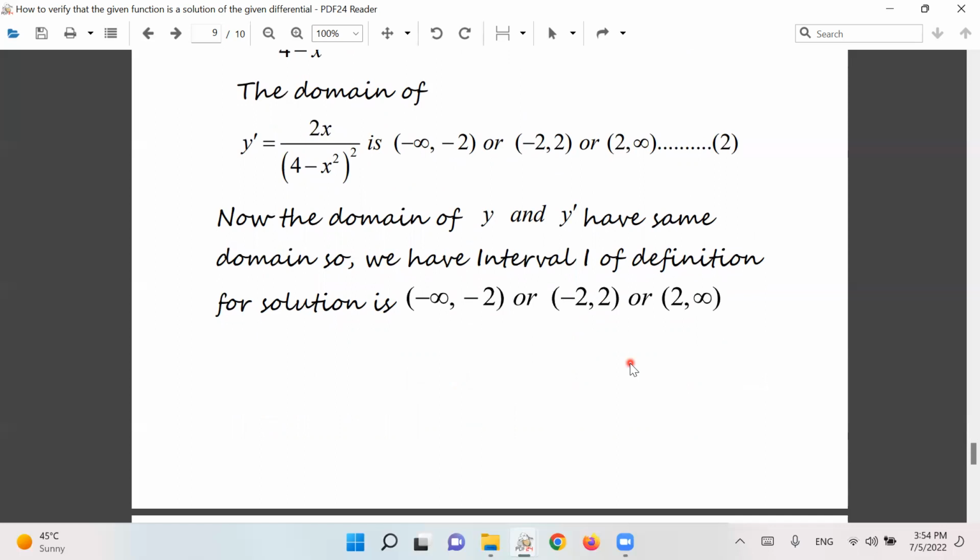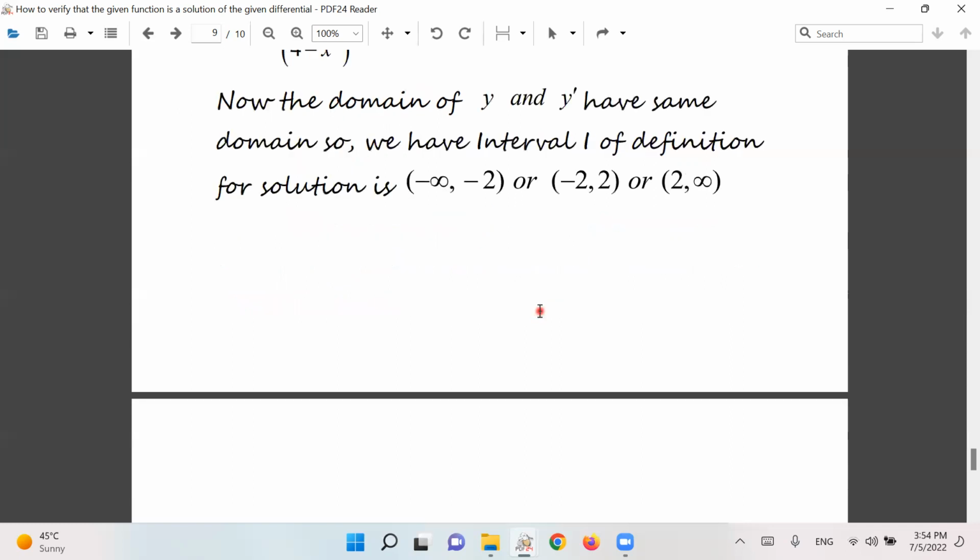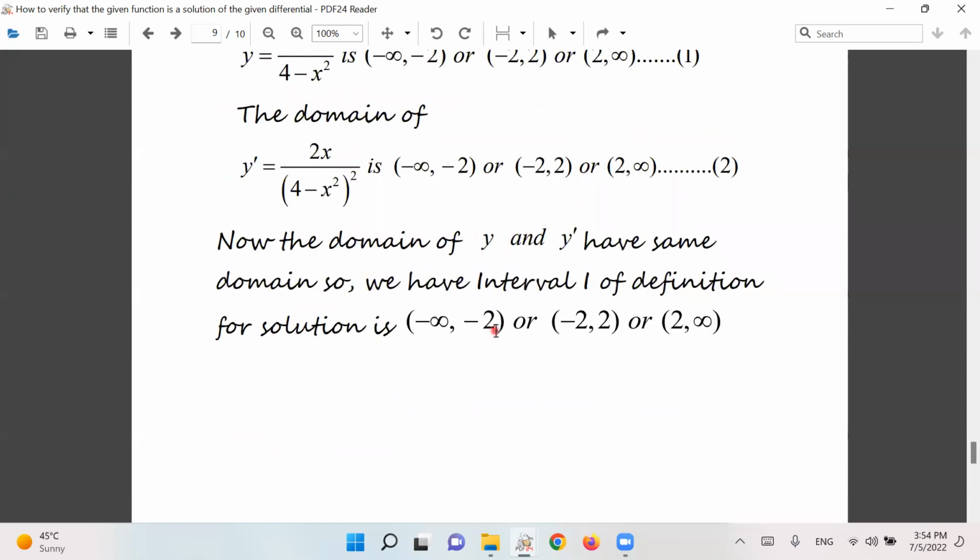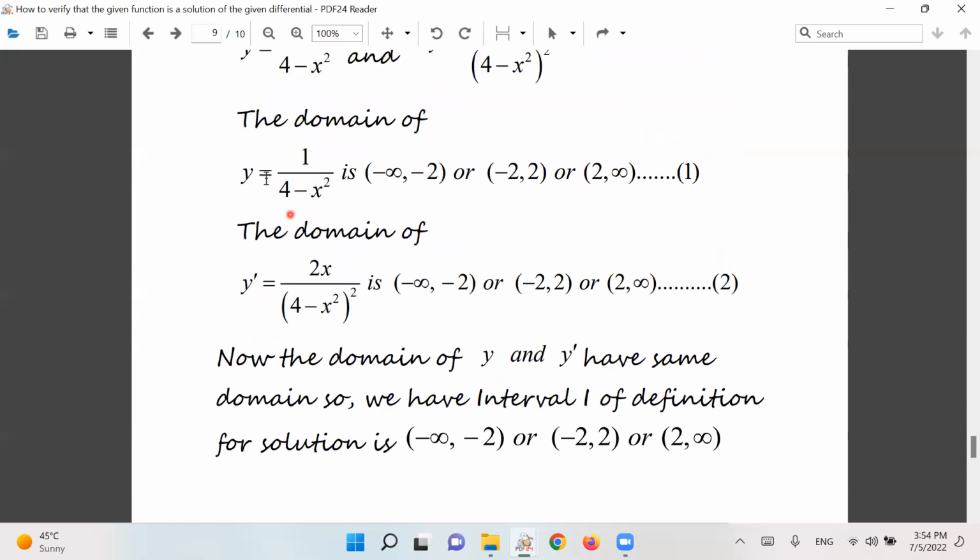So in this question, we can get three different types of interval I. There is not a single one. We have three different intervals I for the definition of the solution, because they are the domain of y as well as y dash. So it is not necessary that there will be just one interval, or that the interval is the same for y and y dash. These three different examples show you that in the first example, y and y dash have the same intervals or domains. So we say that is the interval I of the definition of the solution.